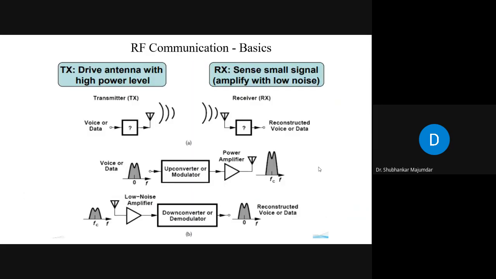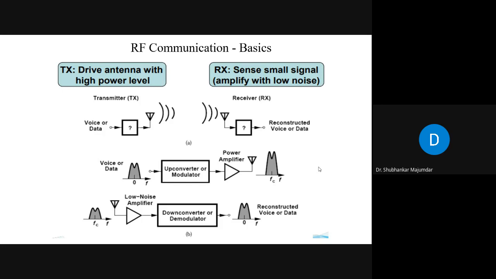So this is the basic RF communication. On the transmitter side, the antenna is driven with high power levels, which is from the power amplifier. In the receiver section, it has to sense a very low signal. For this reason, an antenna with an LNA, low noise amplifier, is there. So amplifiers are there on both sides.